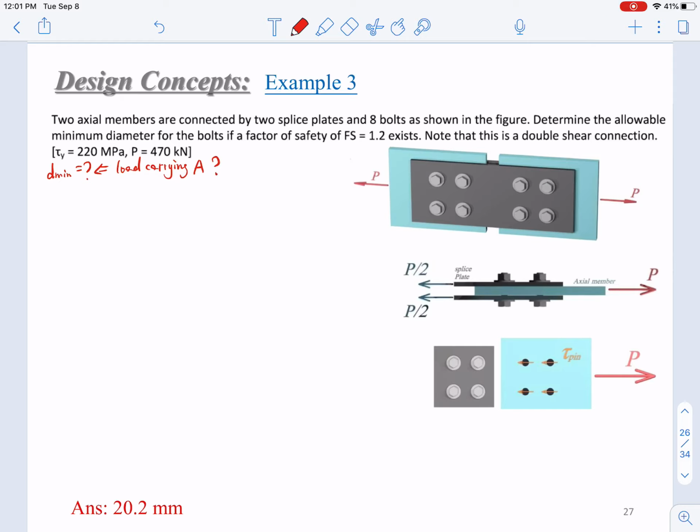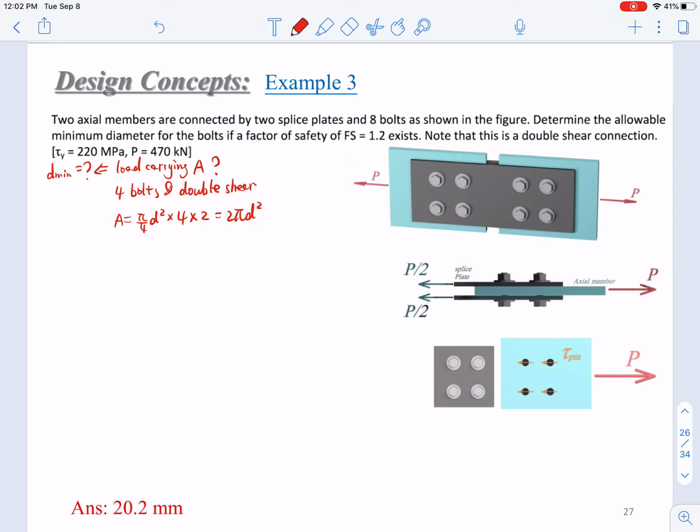And also note that we have 4 bolts, and double shear. Right. So that means the A equals pi over 4 d squared times 4 times 2, right? Or 2 pi d squared, the same as the previous example.